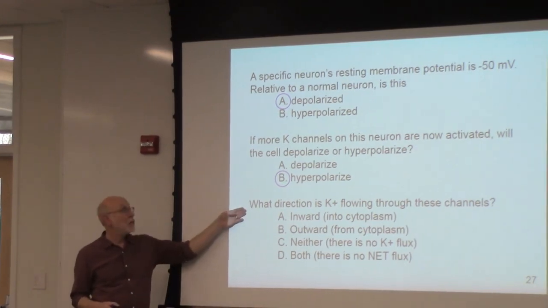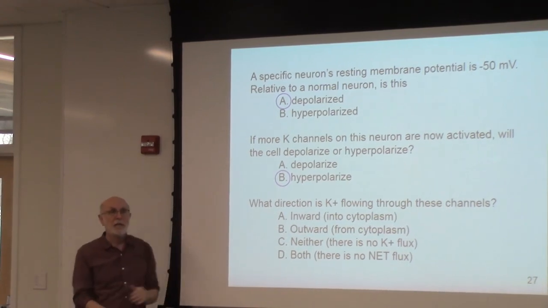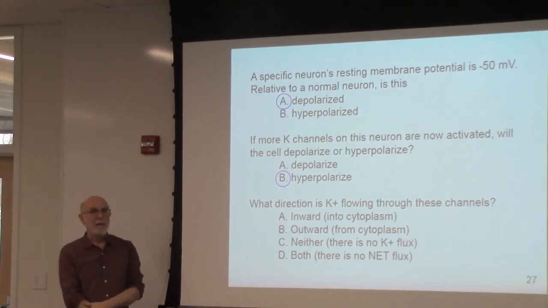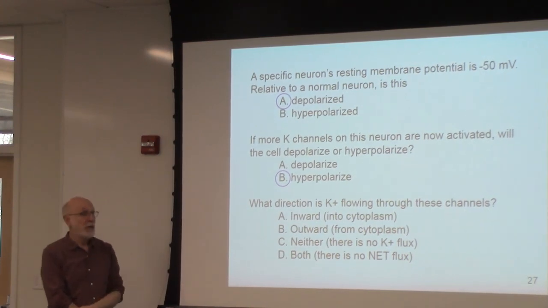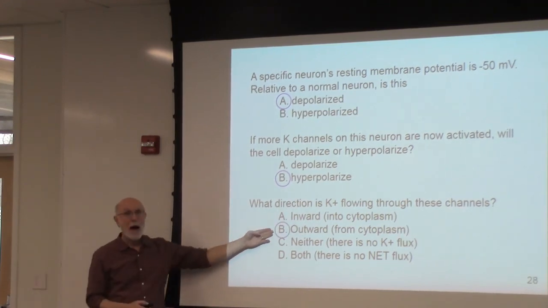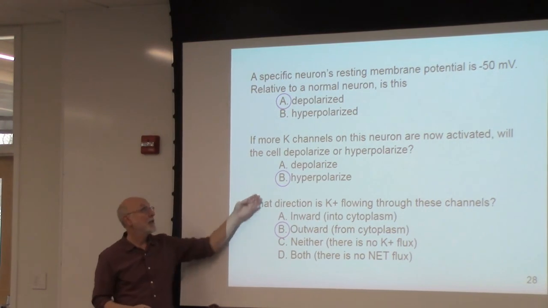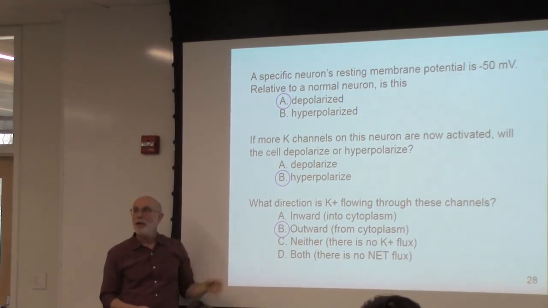Okay, and we'll do this last one. What direction is potassium flowing through these channels? It's making the membrane potential more negative, but we haven't gotten to equilibrium. Potassium is flowing outward because the membrane potential is still above the equilibrium potential for potassium.